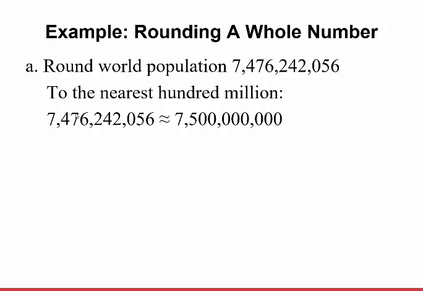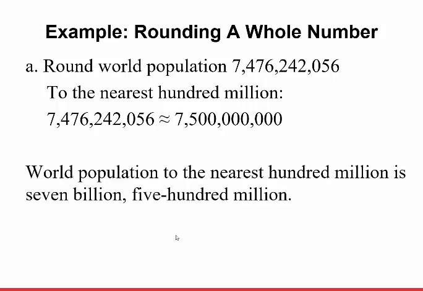It's a 7, okay? Since that number is 5 or greater, I'm going to round it up. I'm going to take the 4 and turn it into a 5, and then replace all the other digits here with zeros. So what we're able to say then is the world population is approximately equal to 7,500,000,000, or I'll just say 7.5 billion. So the world population to the nearest 100 million is 7,500,000,000. It's a little less, but we're just rounding it up.